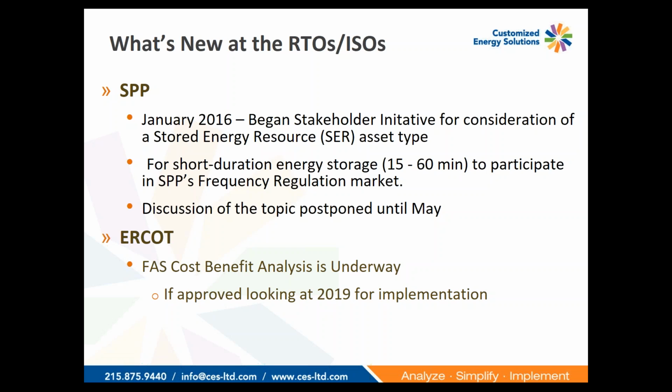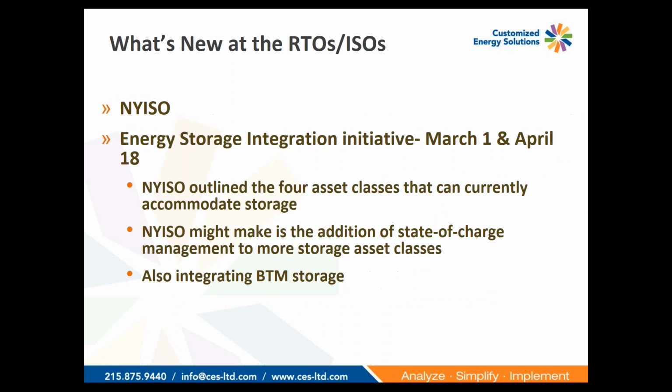In ERCOT, since we last spoke, ERCOT employed the Brattle Group to conduct a cost-benefit analysis for the fast ancillary services design, which showed significant benefits as soon as the first year of deployment. Despite those demonstrated benefits, there's still not yet consensus to move the proposal forward, but it's in the works. Again, if this was approved, it wouldn't be implemented until at least the 2019 timeframe.